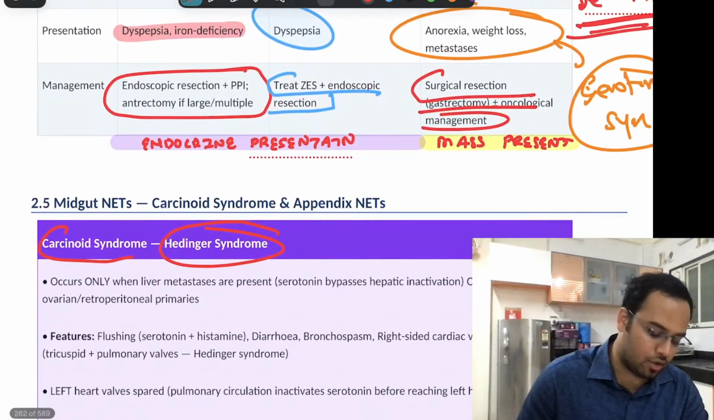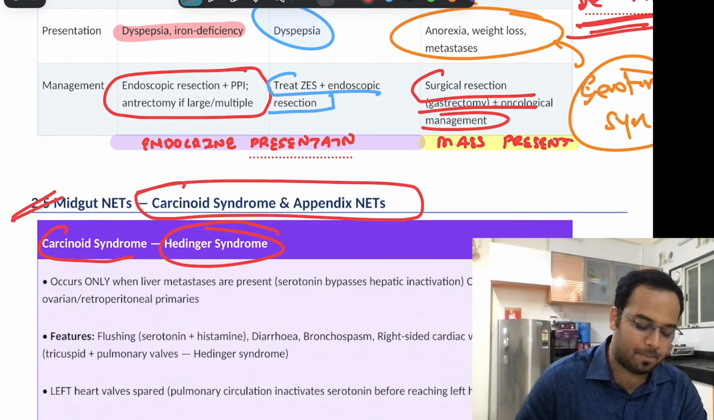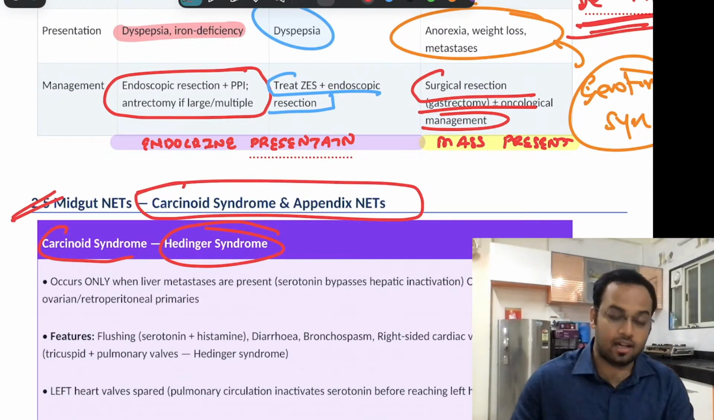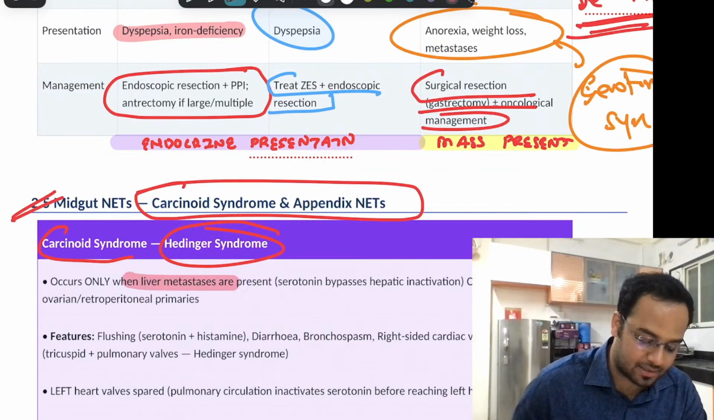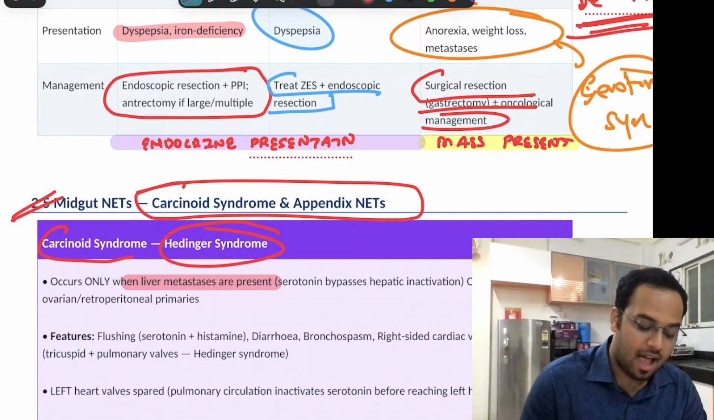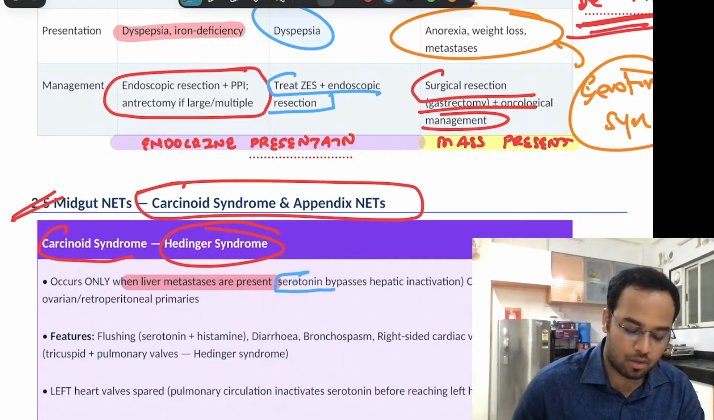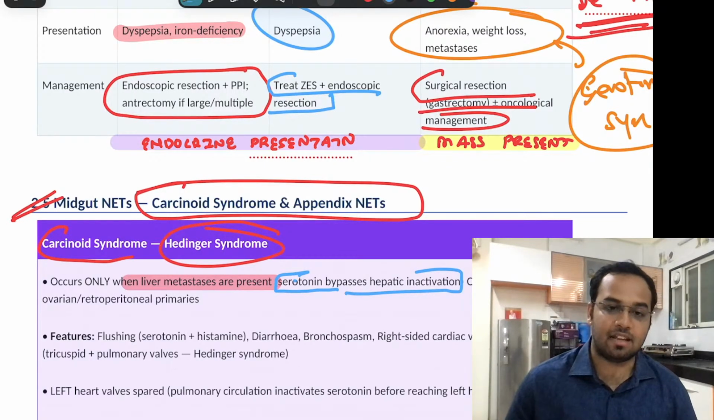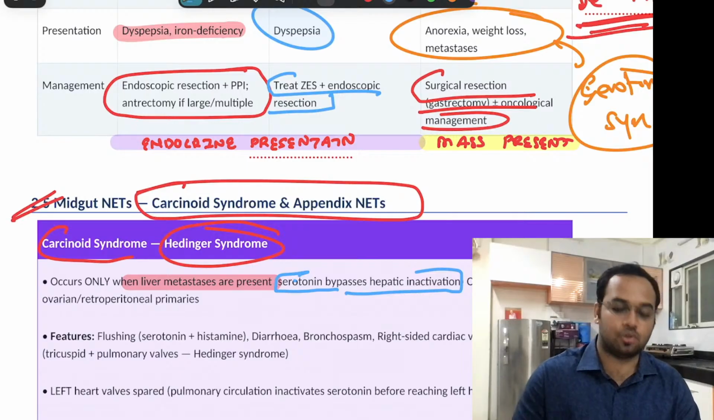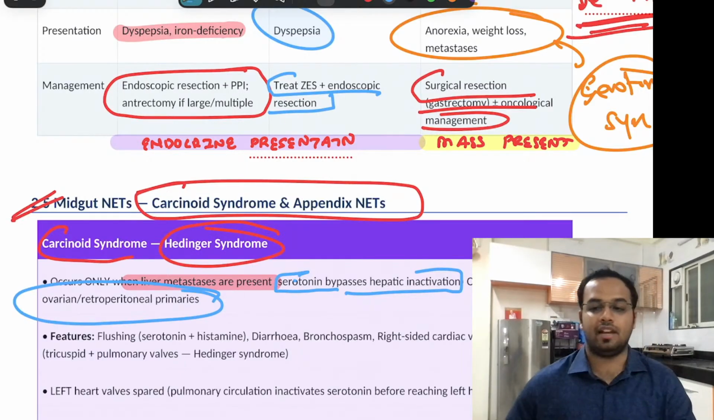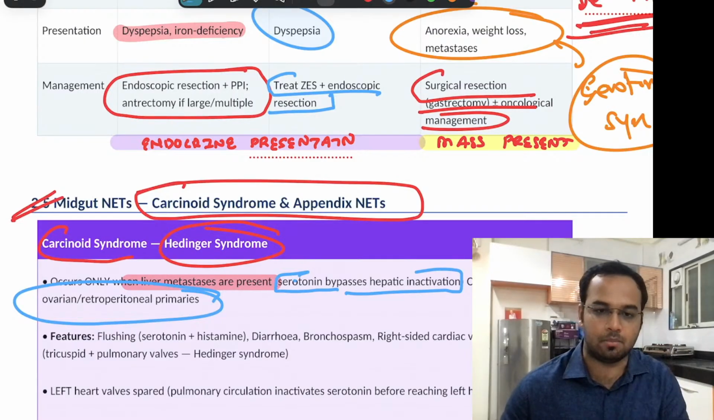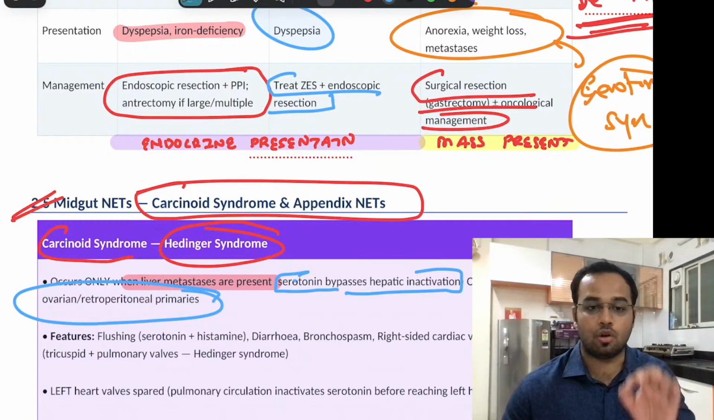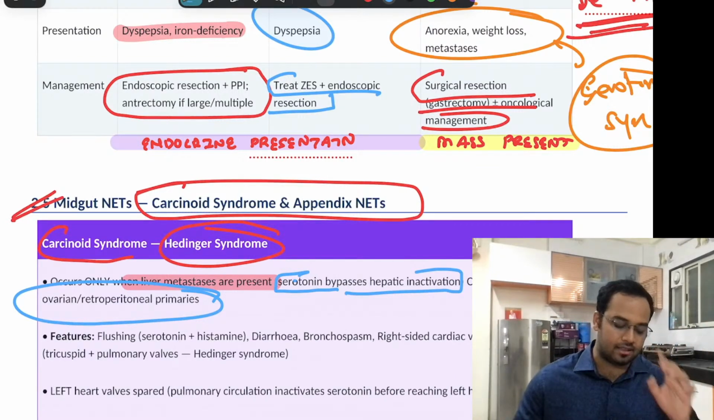Now mid-gut neuroendocrine tumors अगर रहेंगे तो they might present with carcinoid syndrome. Occurs only and only when there are liver metastases present, because serotonin has high first pass metabolism. So serotonin normally अगर bypass करेगा liver hepatic vasculature को, तो then that is the time when patient is going to have syndrome, or if there is going to be a transperitoneal primary or ovarian spread. So whenever a carcinoid is present in the gut, it is never going to cause a carcinoid syndrome unless there is going to be peritoneal dissemination or the patient is going to have a liver disorder simultaneously.